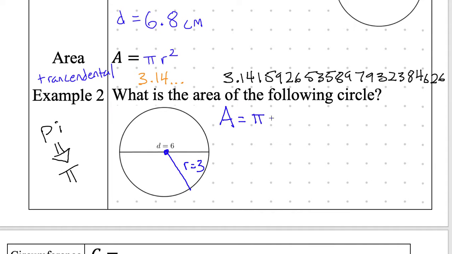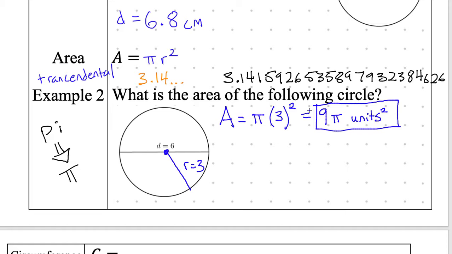Pi. R. Well, what is r? 3. We'll put it in parentheses. Squared. Square it. Go ahead and simplify, Gunner. What's 3 squared? 3 times 3. There it is. So our final answer is 9 pi. And we'll say 9 pi units squared. Units squared. And there it is. It's that easy. You plug it in.